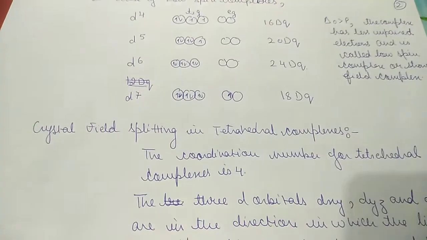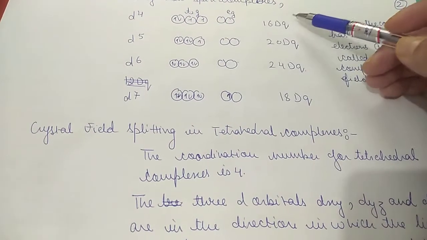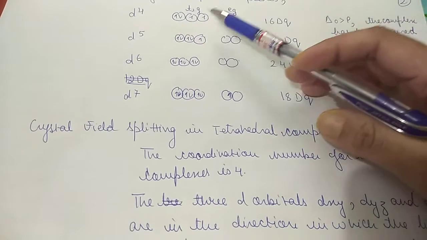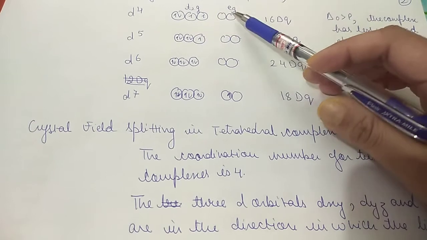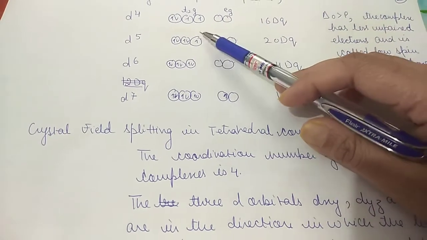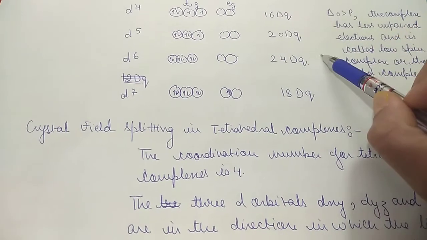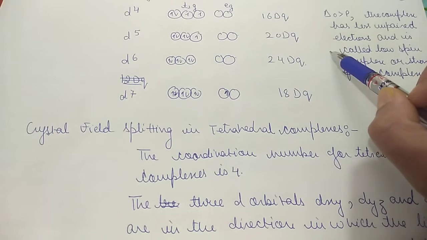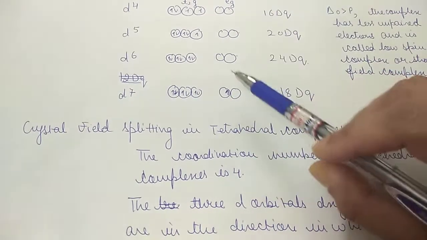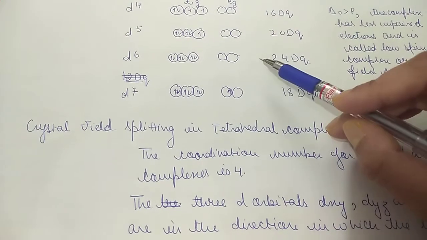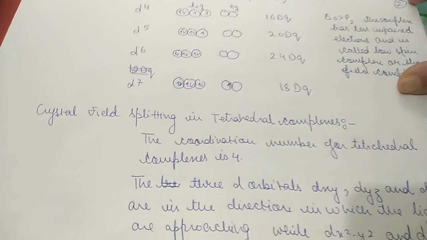So for d4 you can see here, the energy will be 16 Dq, and here eg will be empty. Similarly d5, pairing will be given preference over single filling of the orbitals in the case of low spin complexes, that you have to remember. Similarly for d6, and from d7 the pairing will start, because there is obviously no way out, and till d10 it will go on.